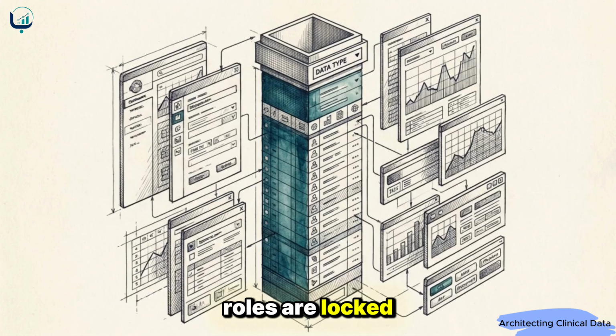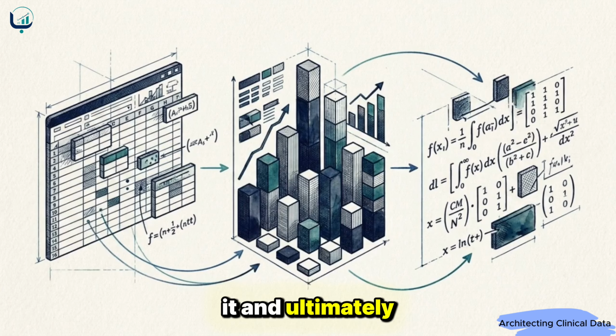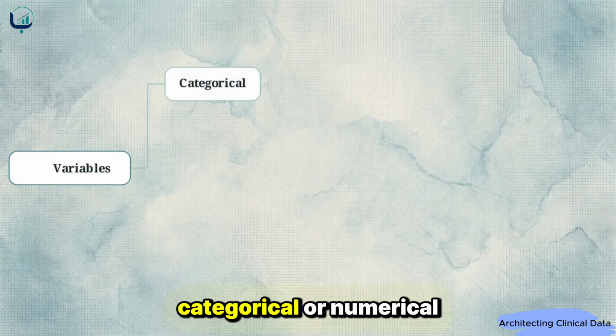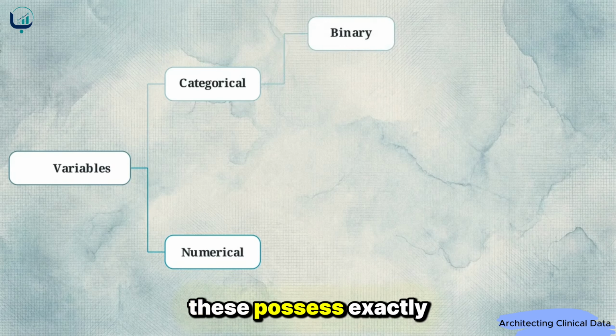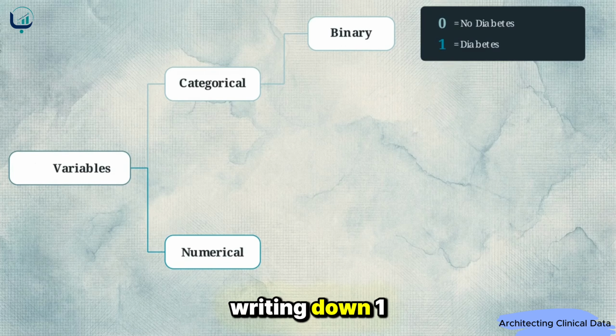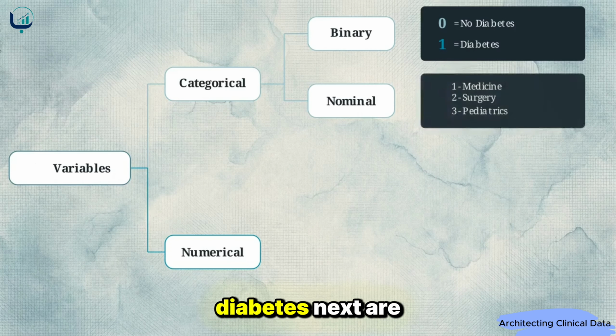Once the study roles are locked, we pivot to the data type. This statistical nature dictates how a variable is summarized, what graph suits it, and ultimately which test you apply. Look at this taxonomy. At the highest level, every variable splits into one of two branches, categorical or numerical. Under the categorical branch, we find binary variables. These possess exactly two options, like mortality or smoking status. The absolute rule here is explicit coding. Writing down 1 means nothing unless you formally define that 0 equals no diabetes and 1 equals diabetes.